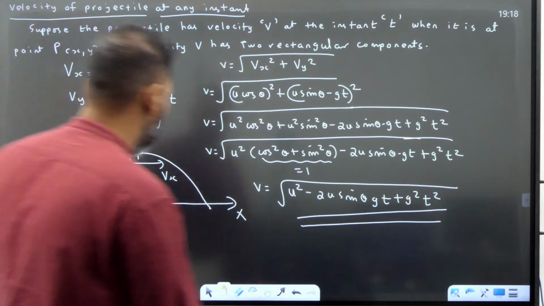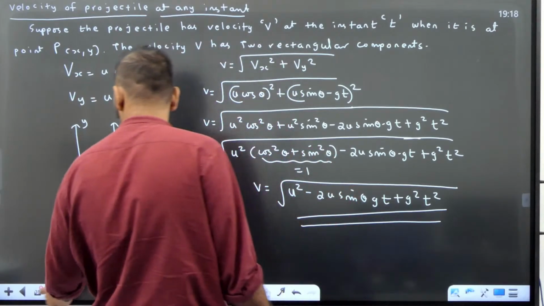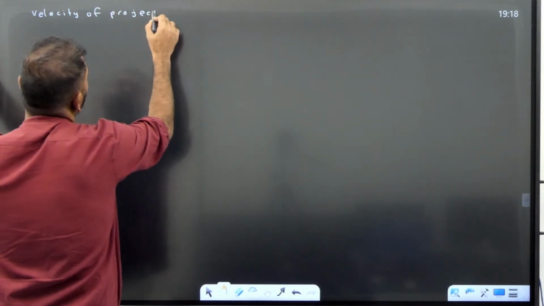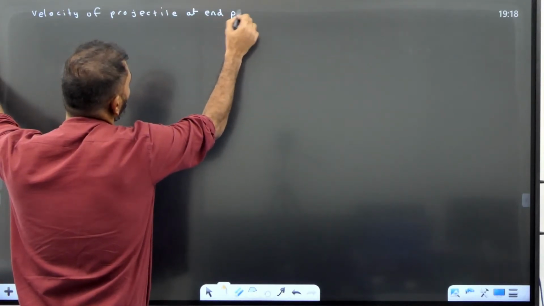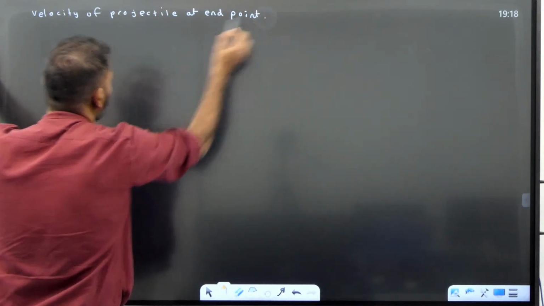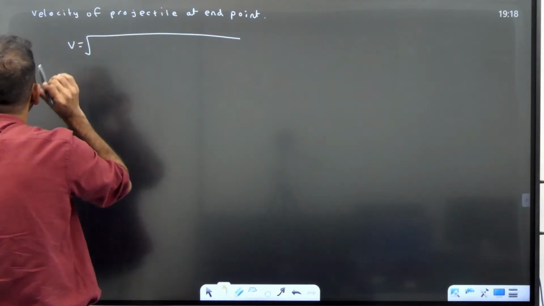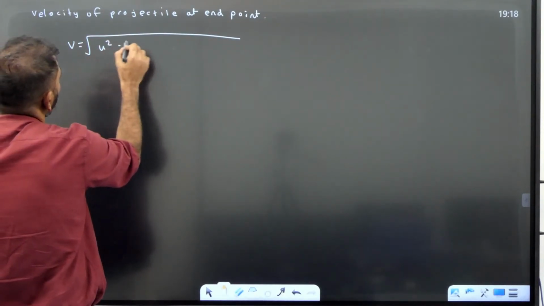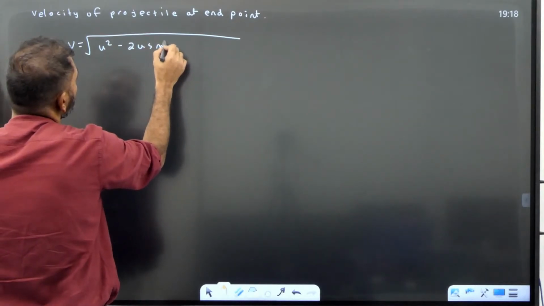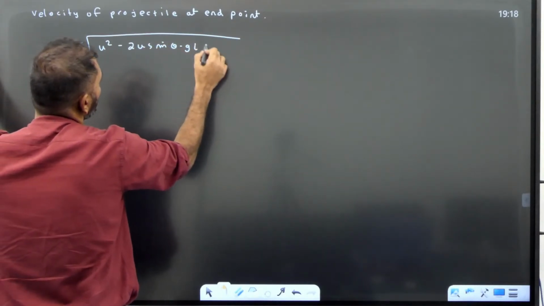Clear. Okay. Next, velocity of projectile at end point. V is equal to velocity at any point is what? Root of u square minus 2u sin theta gt plus g square t square.